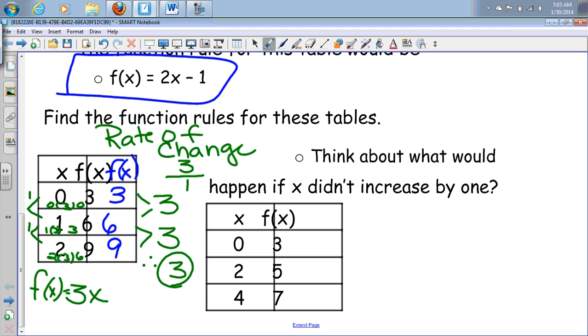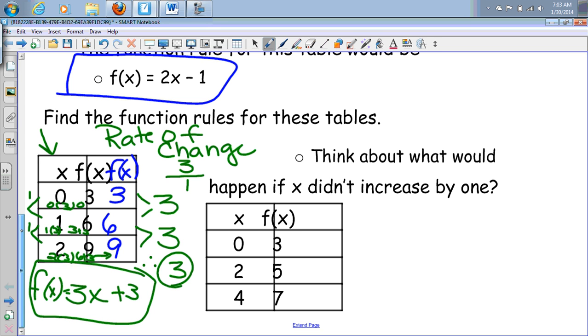What can I do to 0 to get 3? Well, I can add 3. If I add 3 to 3, do I get 6? Yes. If I add 3 to 6, do I get 9? Yes. So here is my function rule for this table: f of x equals 3x plus 3.